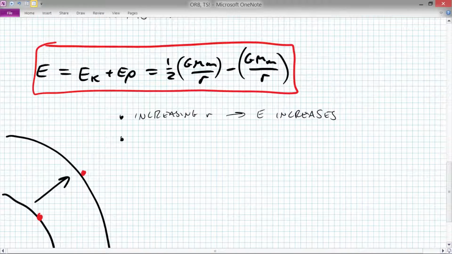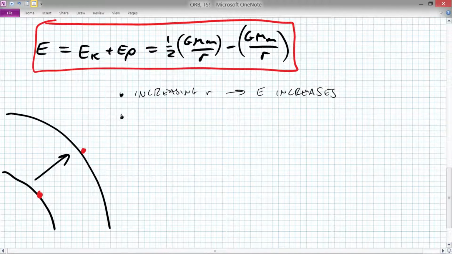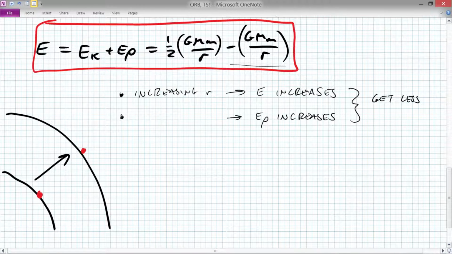Okay, so what happens to our other energies? What happens to our kinetic energy and our potential energy? So again, increasing R, if we just look at the potential energy term, that's minus GMm over R. So increasing R means that our potential energy is also going to increase. It gets less negative. So that is also going to increase. And both of these are because it gets less negative. You have to remember that.